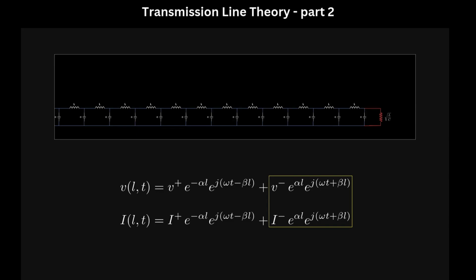We will talk about reflections in more details, but now, let's assume that the line is infinitely long, so the signal will never reach the load. There is only forward wave. There is no backward or reflected wave. In other words, let's see what happens to the signal while traveling through the line before reaching the load.